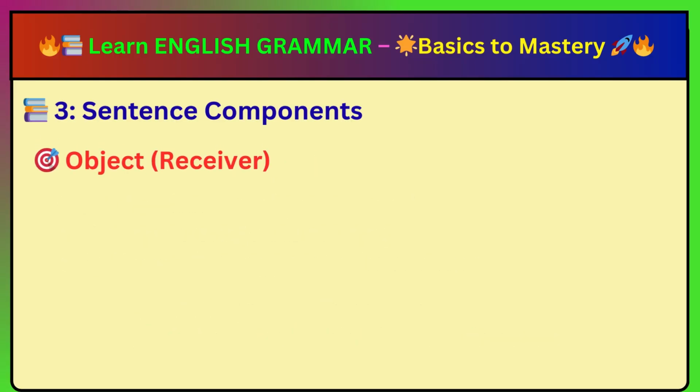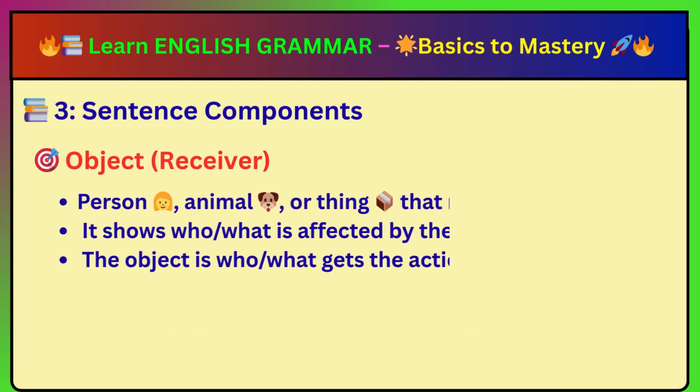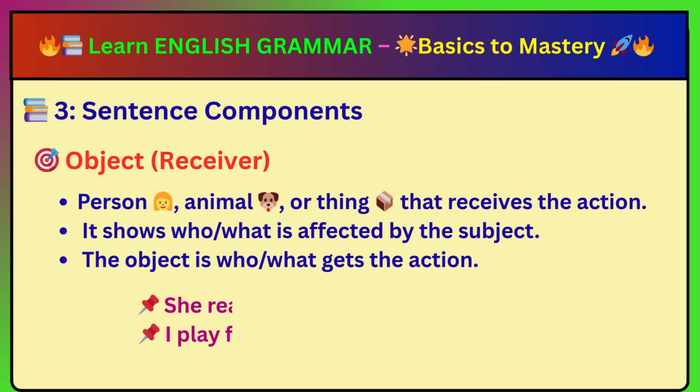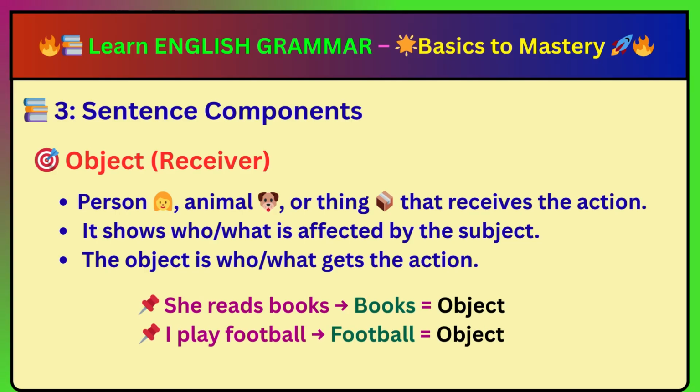The third one is object. The object is the person, animal, or thing that receives the action of the verb. It shows who or what is affected by the subject's action. The object is who or what receives the action from the subject. Examples. She reads books. Here, the object is books. I play football. In this sentence, the object is football.